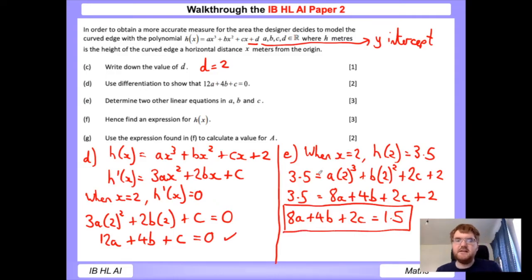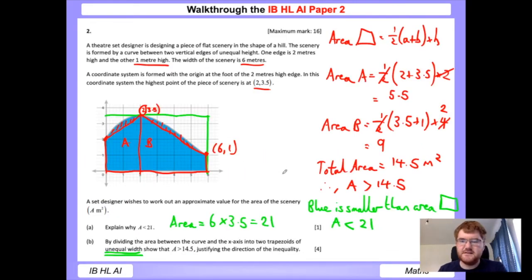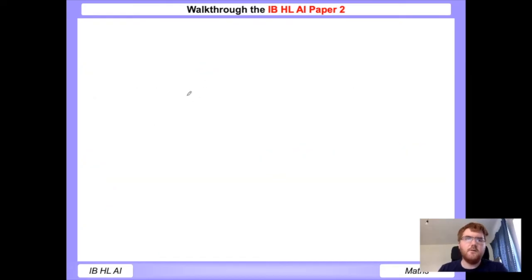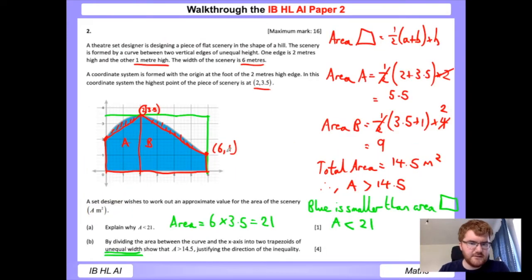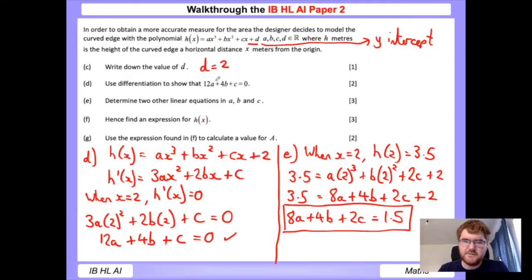Okay, and now we need to do the other point as well. So we need to put in 6 and 1. So when x is equal to 6, y is equal to 1. Double check that is my coordinates. Yep, 6 and 1. So we're going to substitute that in.